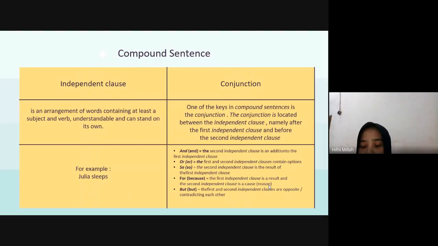clause. The second is or, it means the first and second independent clauses contain options. The next is the word so, it means the second independent clause is the result of the first independent clause. The next is for, it means the first independent clause is a result and the second independent clause is a cause or a reason. And the last is the word but. It means the first and second independent clauses are opposite or contradicting each other. Thank you.